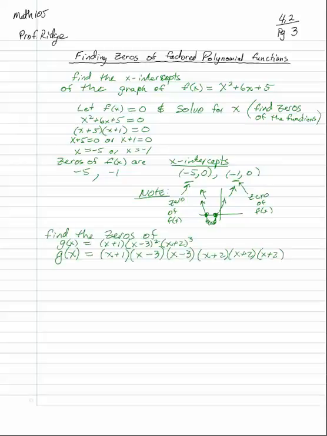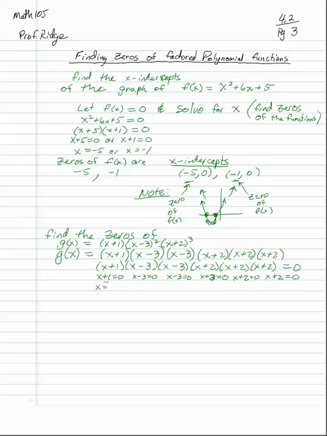Find the zeros of the following function. G of x is x plus 1 times x minus 3 squared times x plus 2 cubed. If I factor this all out, to find the zeros again, I'm going to set the function equal to 0. So I write the function down, I got it all the way factored out. So I'm going to get x plus 1 equals 0, x minus 3 equals 0, x minus 3 equals 0. Now the repeats I don't have to do, right, because they're not going to give me any new answer. So it's kind of redundant to do it all the times.